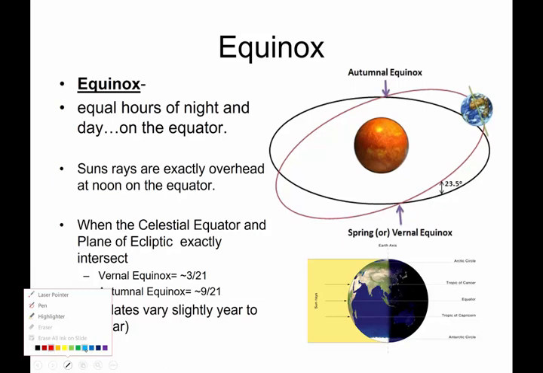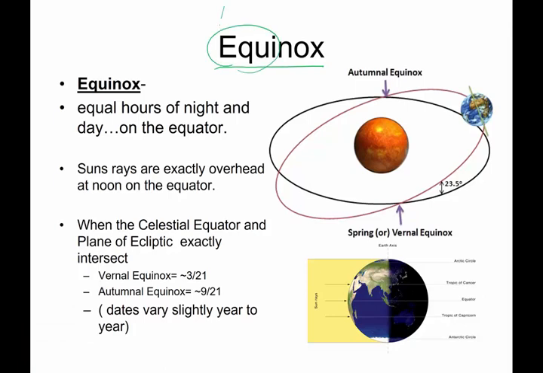Hi folks, this time we are going to talk about the equinox. Equa means equal, nox means night. So the equinox occurs when there are equal hours of day and night on the equator.